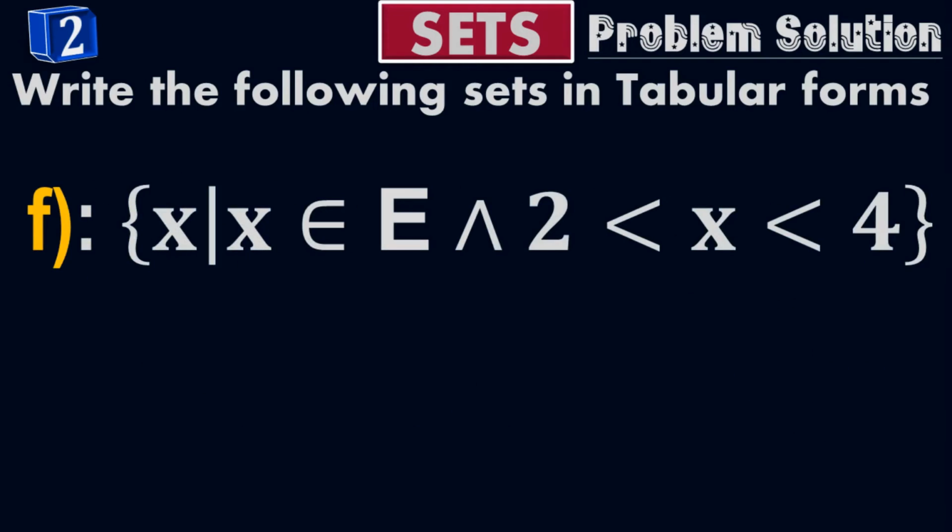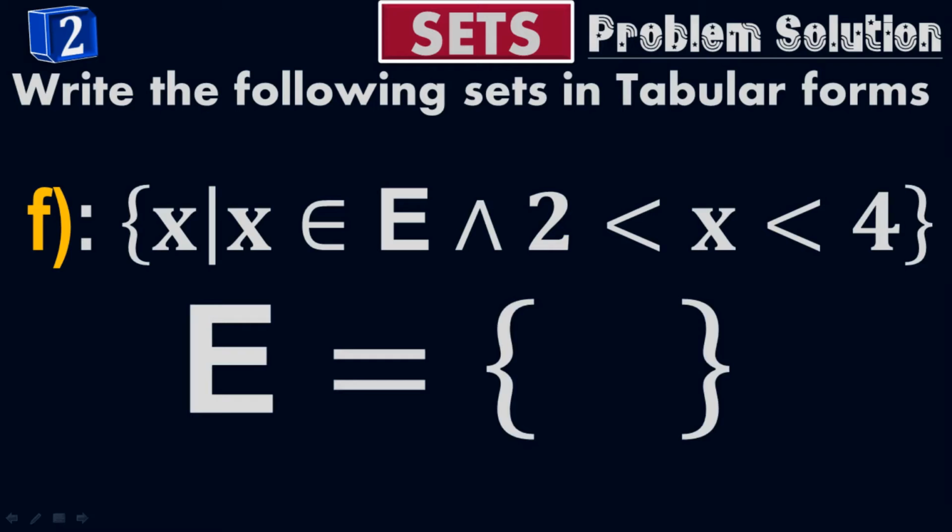Part F, which is a set of all x such that x belongs to even numbers and x is greater than 2, less than 4. What will be its tabular form? This is going to be the tabular form. E equals the empty set, because remember there is no even number between 2 and 4. It says that x is greater than 2 and less than 4.